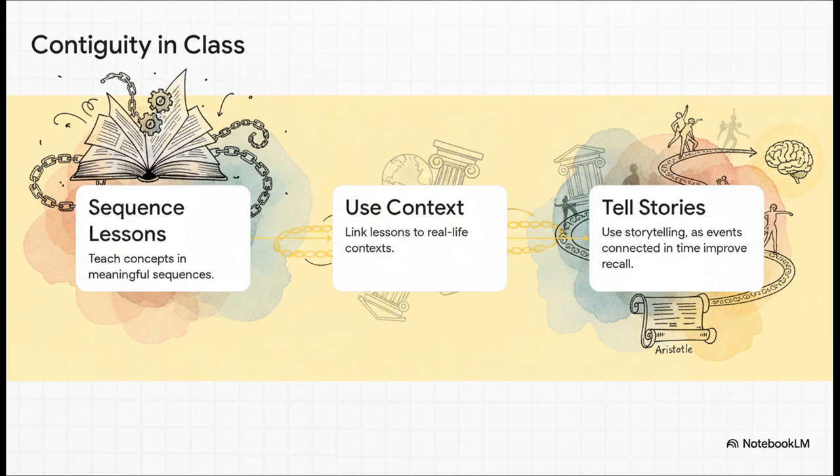Don't just throw out a bunch of disconnected facts. Weave them into a story. I mean, storytelling is the ultimate tool for contiguity, right? It arranges events into a memorable chain of cause and effect. If you can link your lessons to real life, you're tapping directly into this ancient and powerful law of memory.